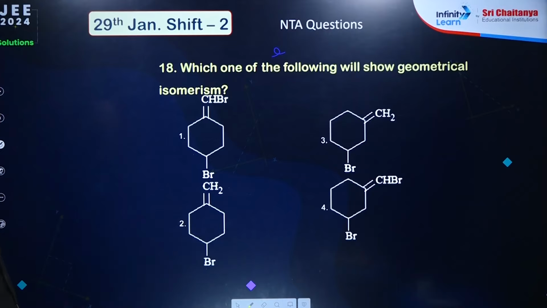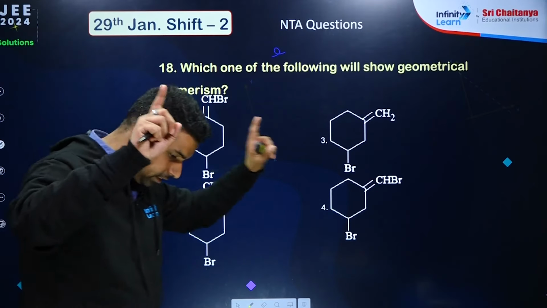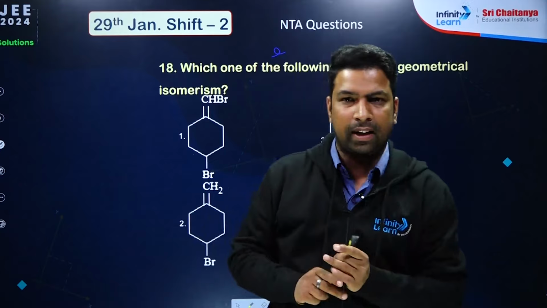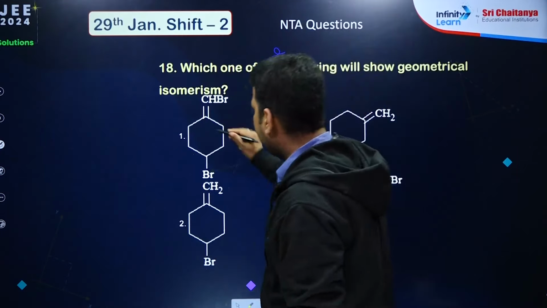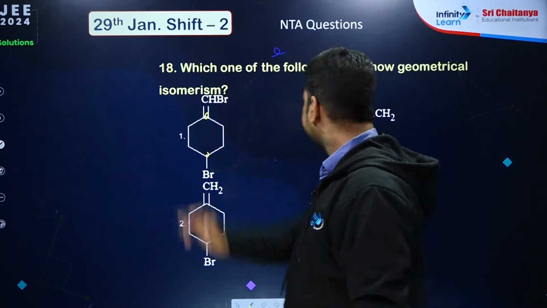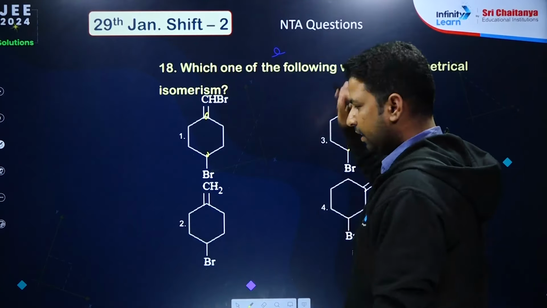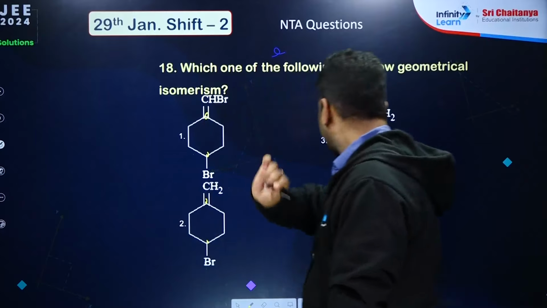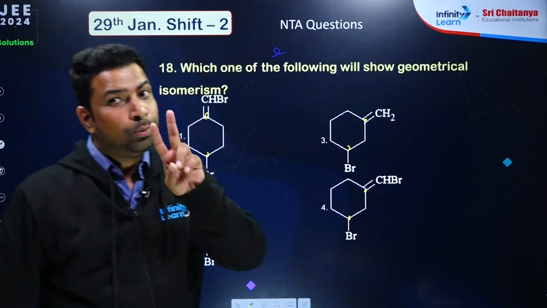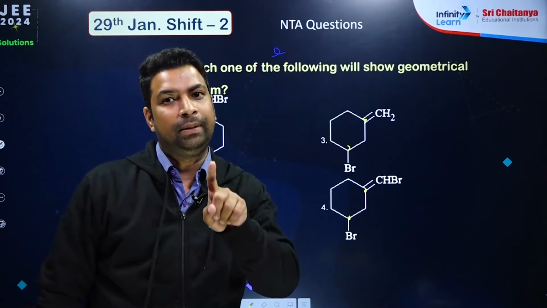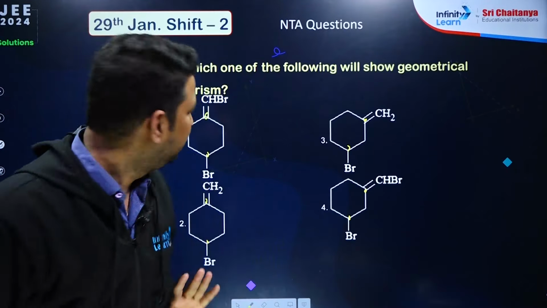Which of the following shows geometrical isomerism? To think, you have to keep in your mind: the rotation about the two carbons must be hindered, and the two bonds at each carbon must be connected to different electron densities.